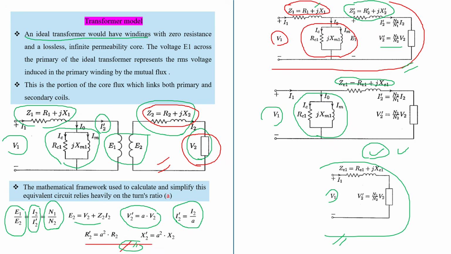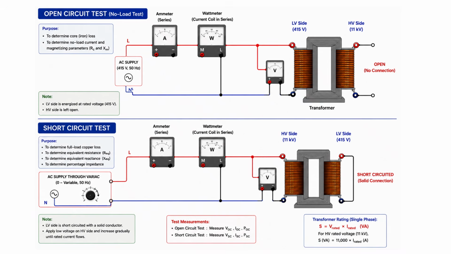So we have this simple circuit, this input impedance, then the load, and this ground. So we can obtain these values. These components of the transformer are obtained from the open circuit test and short circuit test. To determine the core iron loss, the no-load current, the magnetizing current, as well as the magnetizing reactance and the core impedance, we will perform the open circuit test.